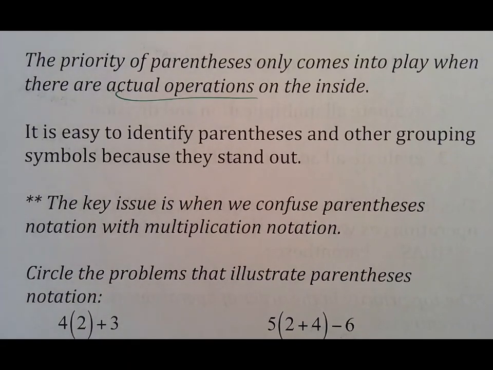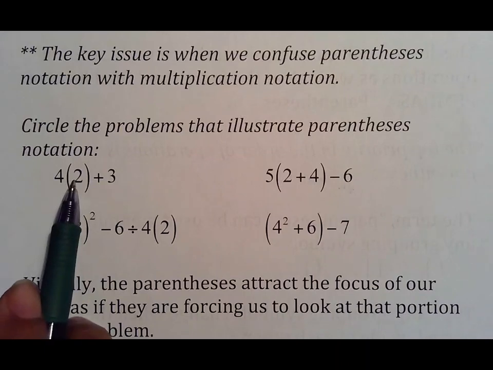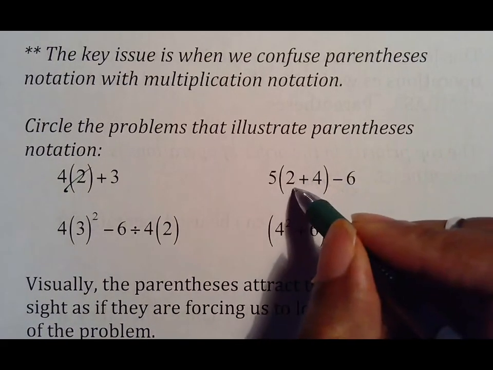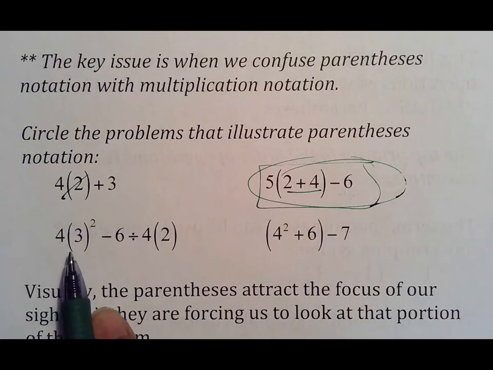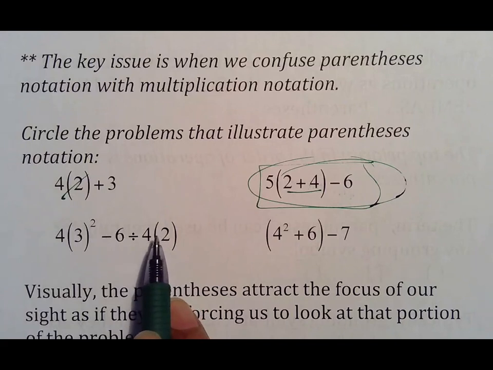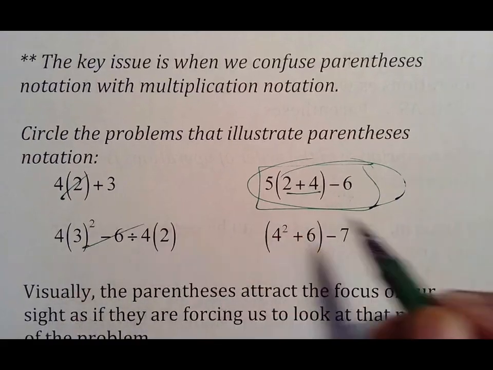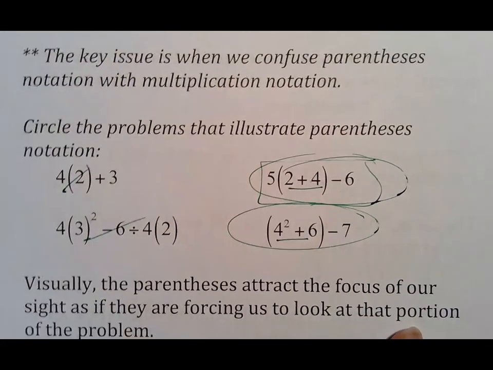Sometimes parentheses notation gets confused with multiplication notation. If you look at these 4 examples here, we're not going to work them out, but the only reason why I do this is because of the 4 times 2. This is not a parentheses situation. This is, because notice that you can do 2 plus 4. That is parentheses notation. This is not parentheses notation. You do not do 4 times 3 first just because it's a parentheses. In this case, it'd be the exponent first. This also is not going to jump in front of division because that's 4 times 2, and you would feed that before you fed this one. So this is also not parentheses notation. But notice that there's actual work inside these parentheses, which means that is also parentheses notation.